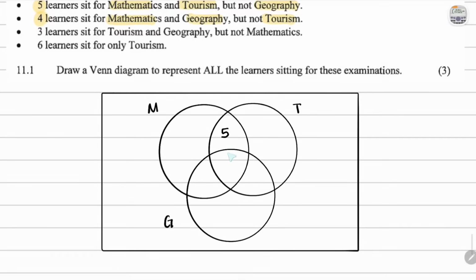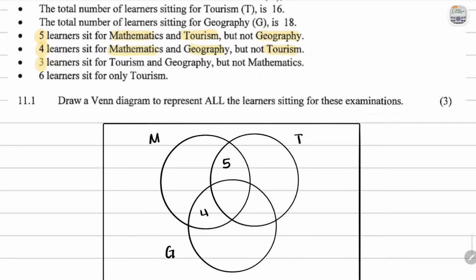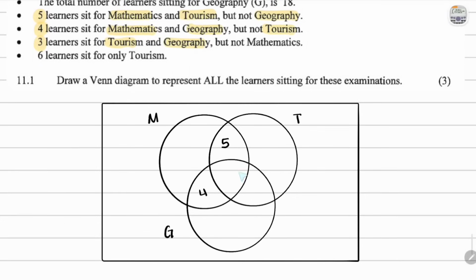So mathematics and geography, that's that intersection, excluding tourism. So it's just this part over here. And that is 4 learners. Then 3 learners sit for tourism and geography, but not mathematics. So tourism and geography, but not maths. So that would be 3 learners over here.